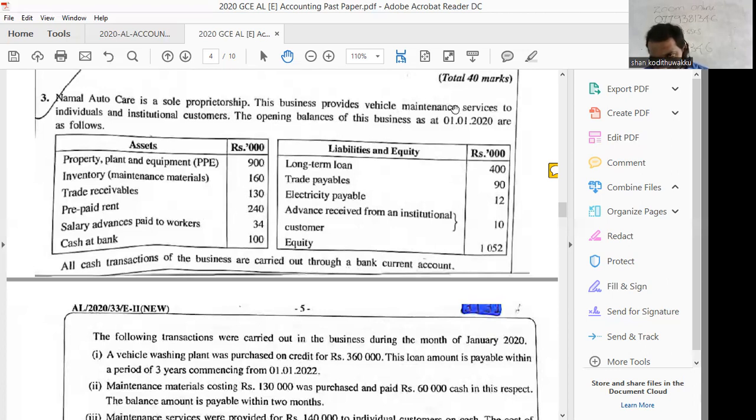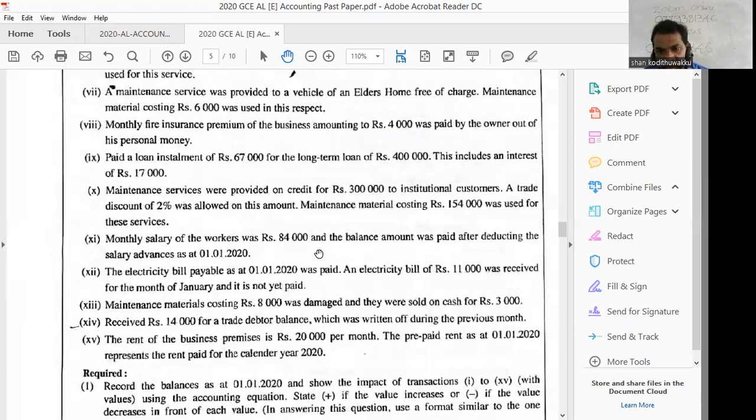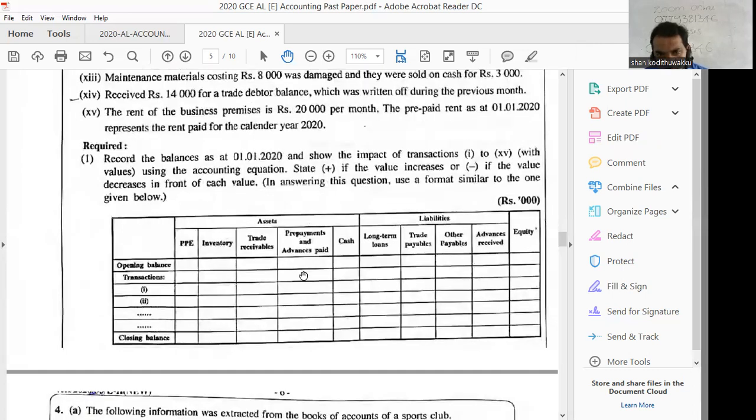But as we are given the month of January transaction, and also we are adjusting it only for the month of January, therefore, we can't settle the total amount paid for rent, 240,000 rupees. We can deduct only 20,000 which is related to January. The rent of the business premises is 20,000 per month. The prepaid rent as at 1st January 2020 represents the rent paid for the calendar year. But still we are in January. We have just completed January. Therefore, we can set off only January month's rent.